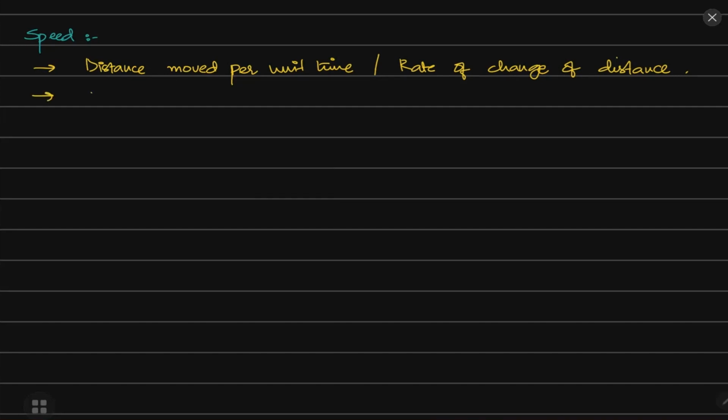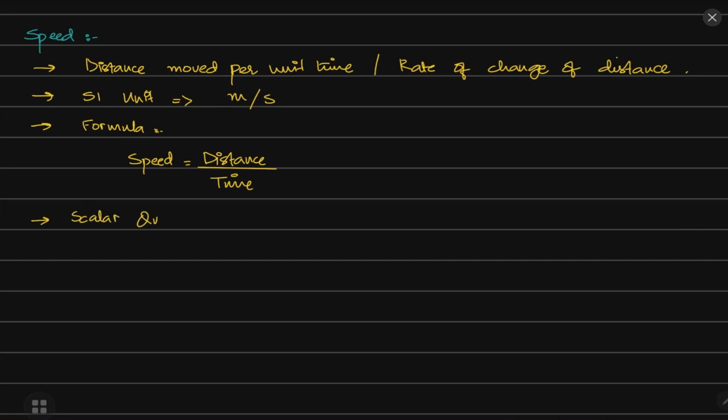To talk about the SI unit, it is going to be meters per second. Meters divided by seconds. Why? Because if you talk about the formula, that would be speed equals distance upon time. Right? Now, is speed a scalar quantity or a vector quantity? Speed is a scalar quantity. Why? Because it does not have any direction. All right, it only has a magnitude.